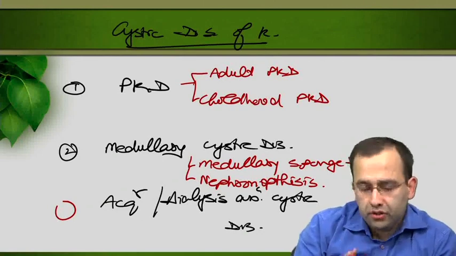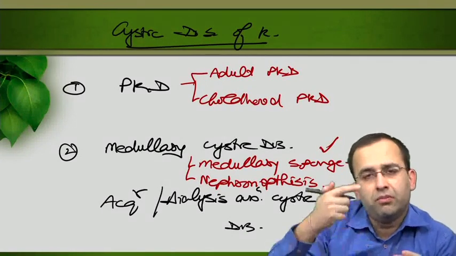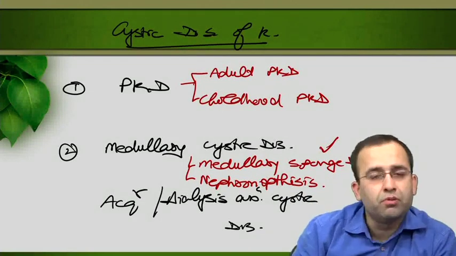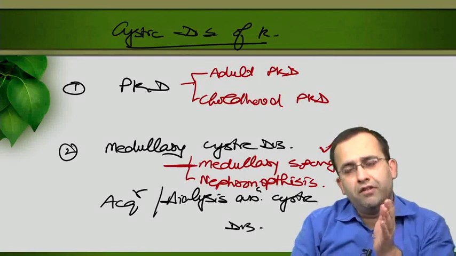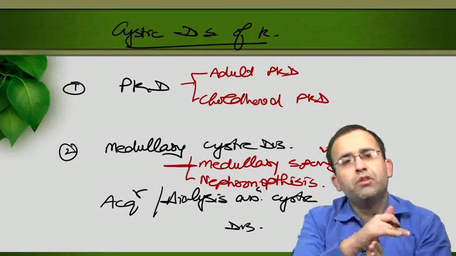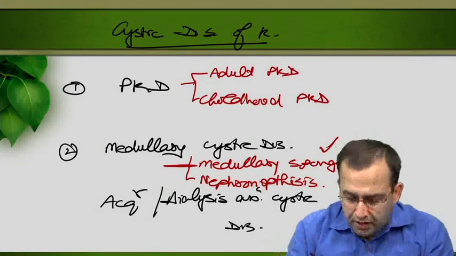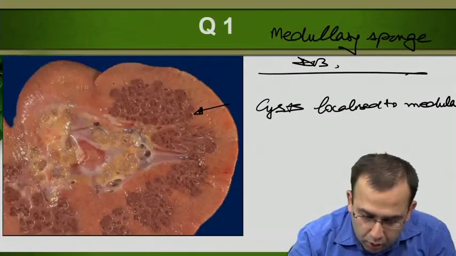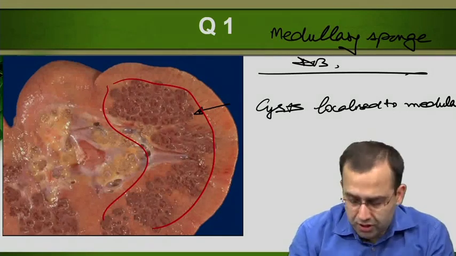Next point. Out of these, the main image based questions or gross that can come is from adult PKD, childhood PKD, and the medullary sponge disease. Medullary sponge disease is a good disease to have. If it is a good disease to have, then will it be progressive or non-progressive? It is a non-progressive renal disease with cysts which are localized to the medulla. This is medullary sponge disease.